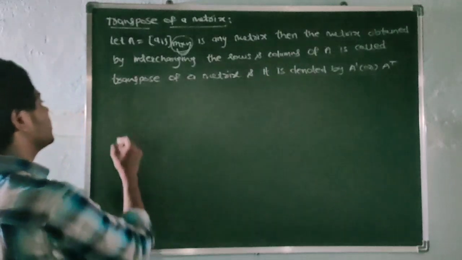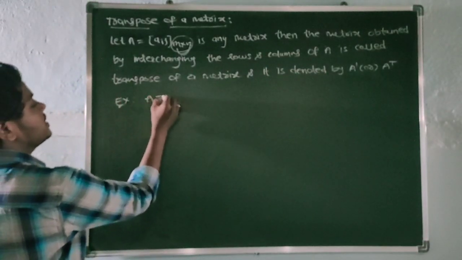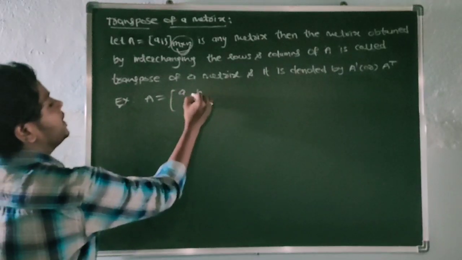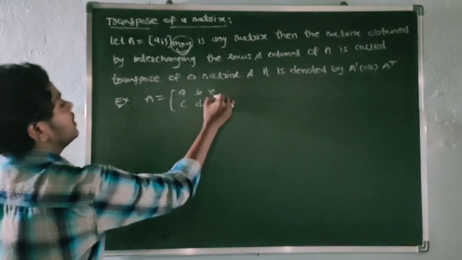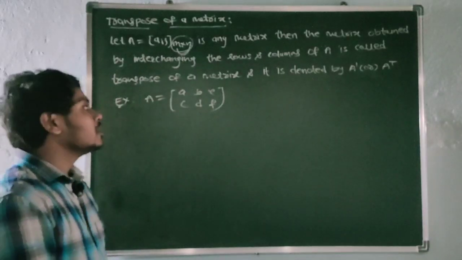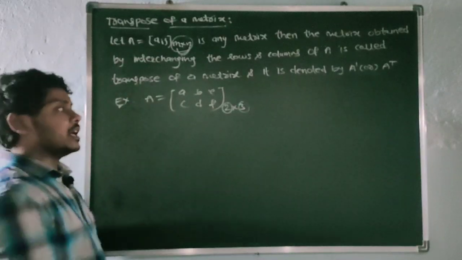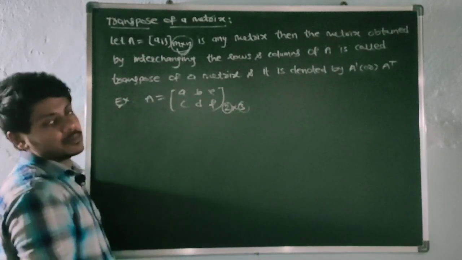So for example, A is equal to A, B, C, D, E, F. This is a matrix whose order is 2 by 3. Here the number of rows is 2 and the number of columns is 3.